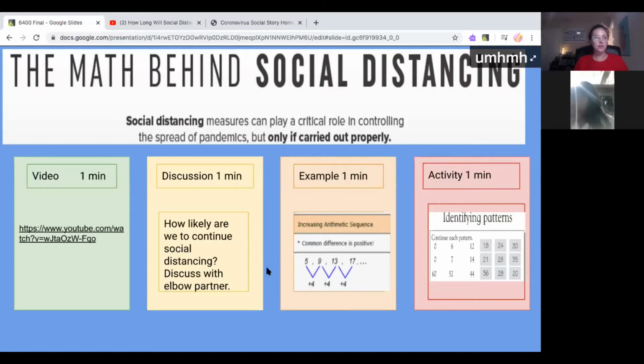We continue in our sequence or our pattern, and we see that 9 plus 4 equals 13. And again, in our sequence or pattern, we see that 13 plus 4 equals 17.